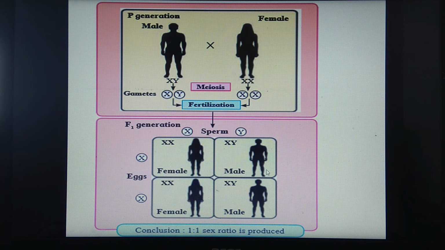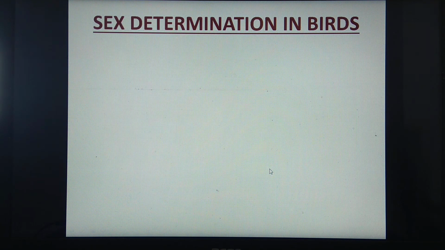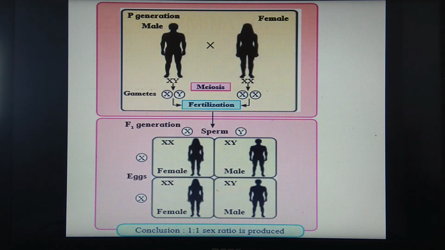Now we are going to study about determination of sex in case of birds. So in case of bird, it is called ZW-ZZ type. Here this ZW is for females and this ZZ is for male. That means the condition is opposite here. What we have seen in case of human beings, the females are homomorphic having XX type of chromosome and males are heteromorphic.